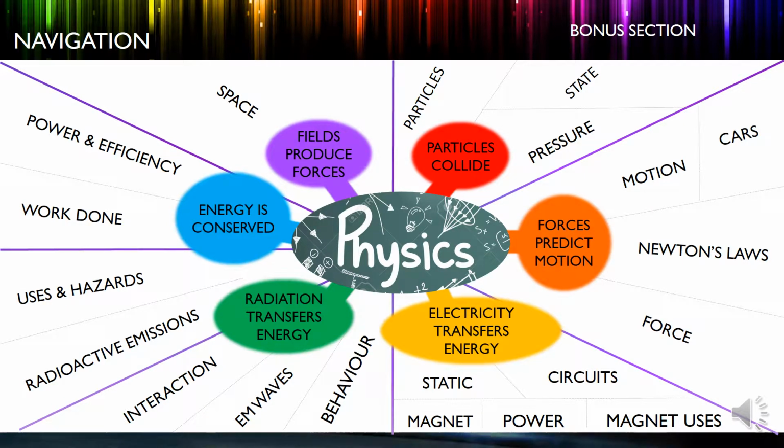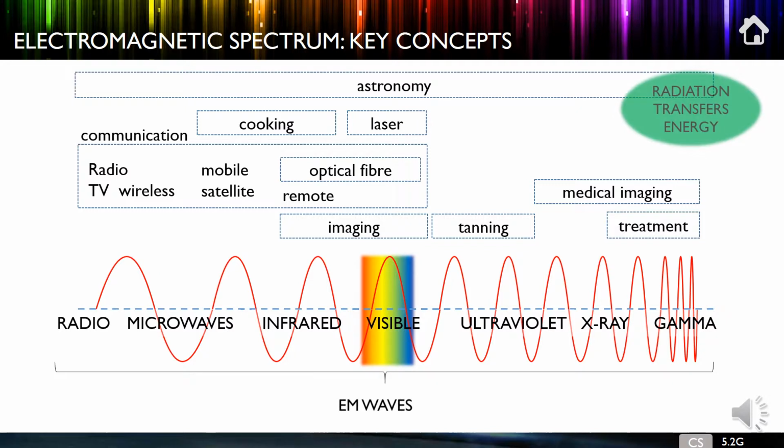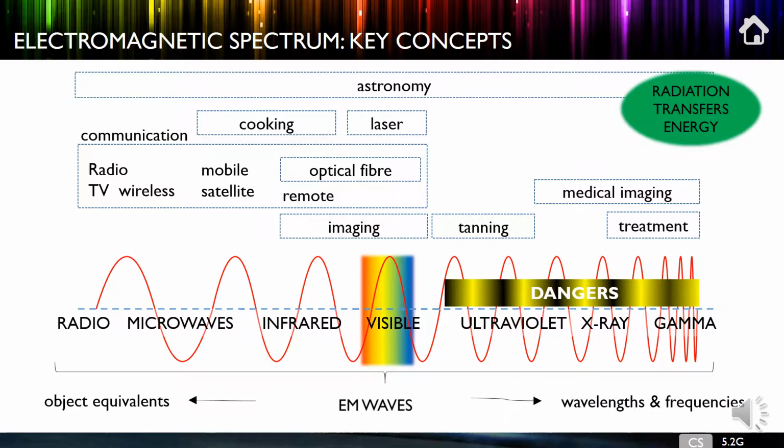This is video 5.2. It deals with electromagnetic waves, a very useful family of waves indeed. We humans use all of them for all sorts of things. Broadly speaking, we'll start at radio and work our way through. As you can see here, frequency gets higher, so gamma has a very high frequency and a very short wavelength.